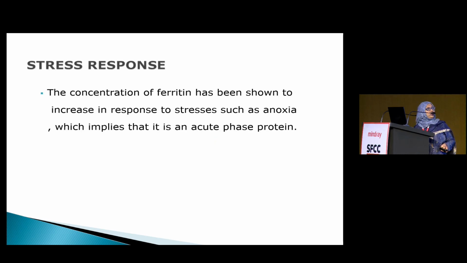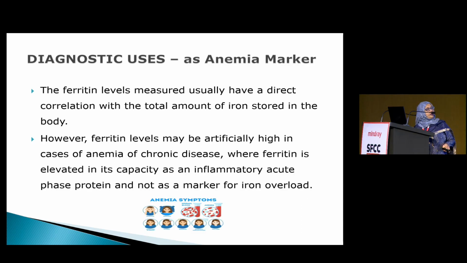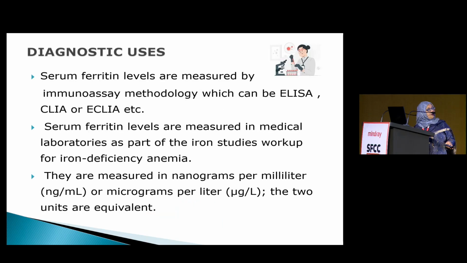And in the case of stress also, such as anoxia, the ferritin levels have been seen to increase, which implies it to be an acute phase protein. So now coming to the diagnostic uses, as we all know, it is an immunoassay parameter which can be tested by ELISA, CLIA or ECLIA methods, and we use nanograms per milliliter or micrograms per liter, where the conversion factor is only 1.